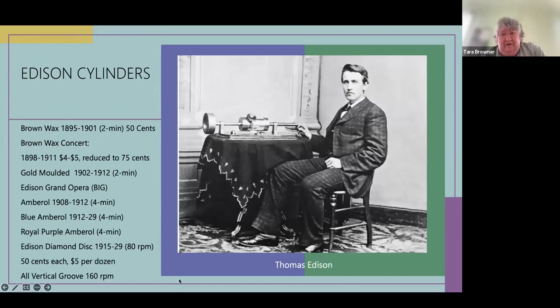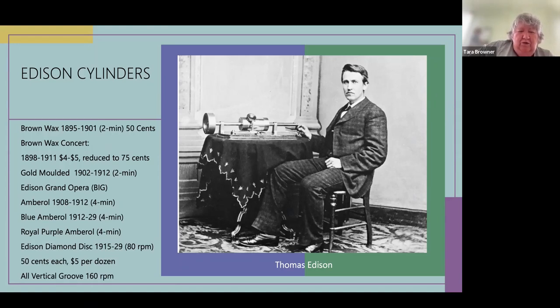Now, Edison cylinders, and here's our friend Thomas Edison with a really early player. Edison cylinders, cost-wise, the earliest ones are brown wax. These are 2 minutes, and they're 50 cents each. These are the ones that if you find them out there in an antique store, they tend to be covered with mold. There's also what's called the brown wax concert. So even at this time, classical music was a premium. And these were much more expensive, and then they were reduced to 75 cents.